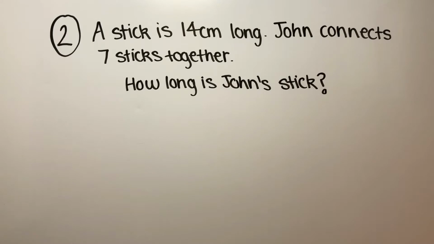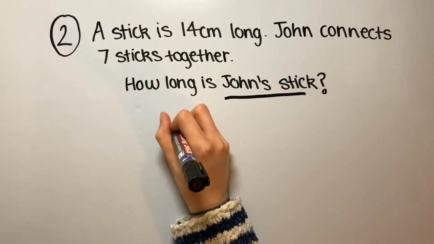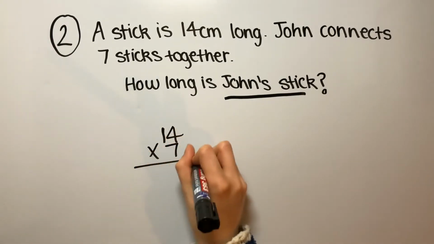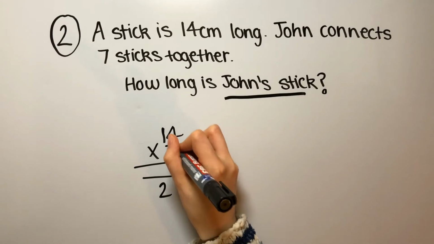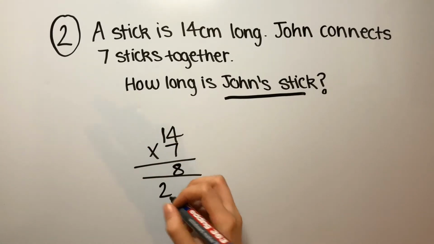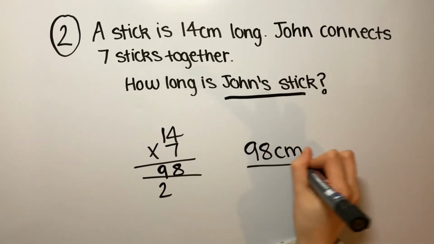Question 2. A stick is 14 centimetres long. John connects 7 sticks together. How long is John's stick? If John connects the 7 sticks together and each stick is 14 centimetres long, what we're trying to find out is the total length of John's new stick. So what we do is 14 times by 7. 7 times by 4 is 28. 7 times by 1 is 7, plus the 2 is 9. 98 centimetres is our answer.